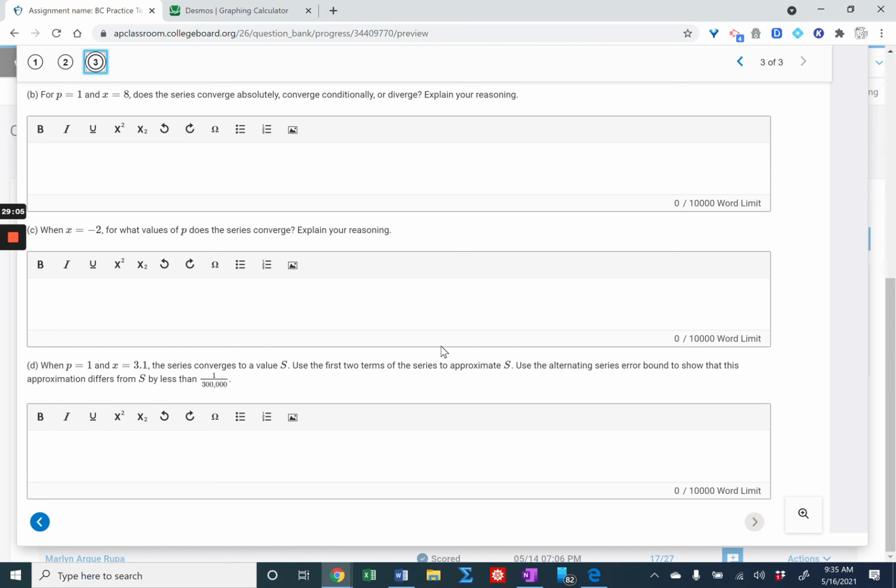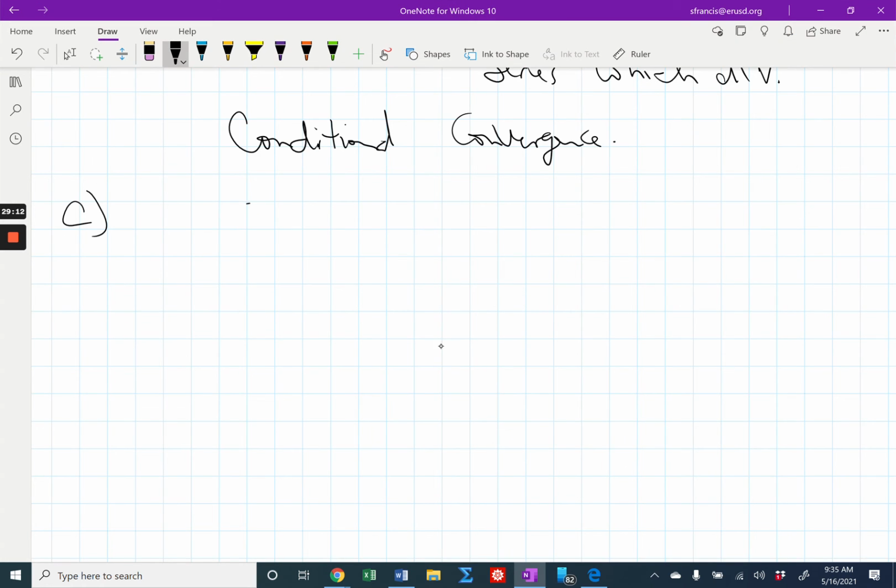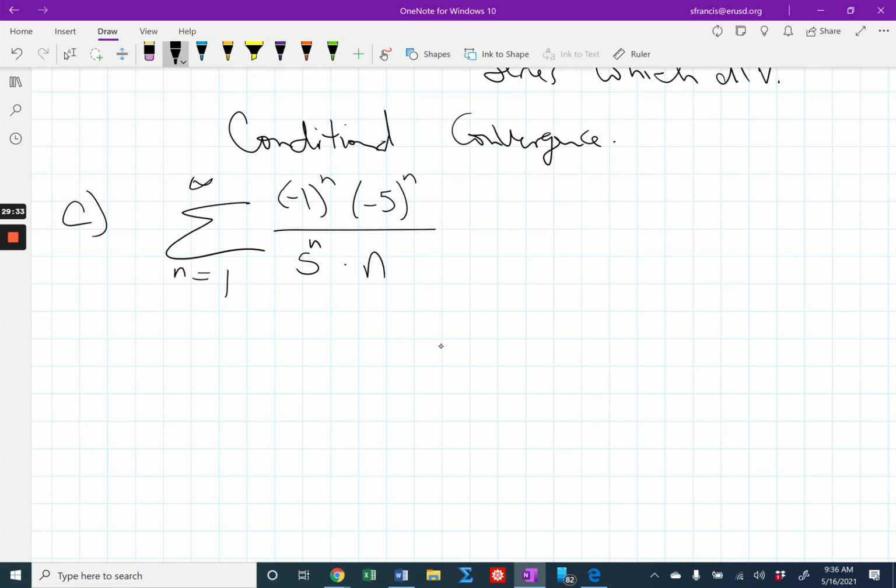At x equals -2, for what value of p does the series converge? Explain your reasoning. I don't remember the point values off the top of my head for these. I think those are each 2 points at the beginning, but I'm not certain. We get (-1)^n. And then this time it said x is equal to -2, which gives us (-5)^n here, 5 to the n times n to the p. This should be n plus 1 up here. It's a little typo. I'm writing too fast.